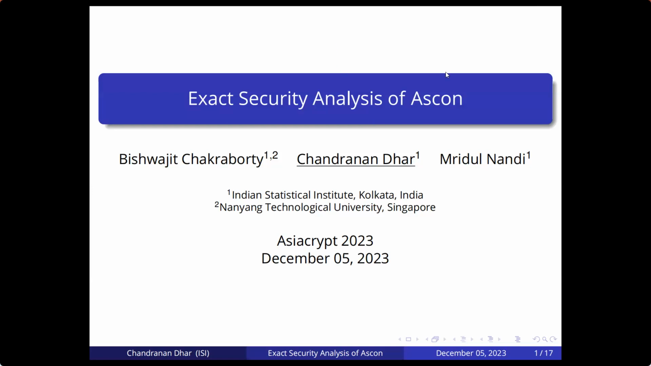So the last talk of the session, the paper is entitled Exact Security Analysis of ASCON. The authors are Bishwajit Chakraborty, Chandranan Dhar, and Mridul Nandi, and Chandranan will present. Thank you for the introduction. Good afternoon, everyone. I am Chandranan, and in this presentation, I will talk about the exact security analysis of ASCON. This is a joint work with Bishwajit and Mridul.